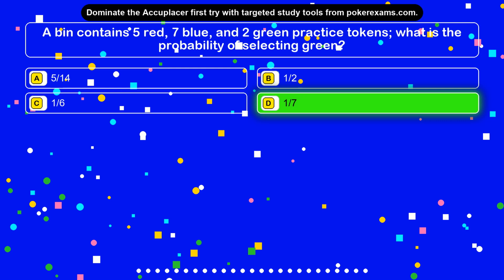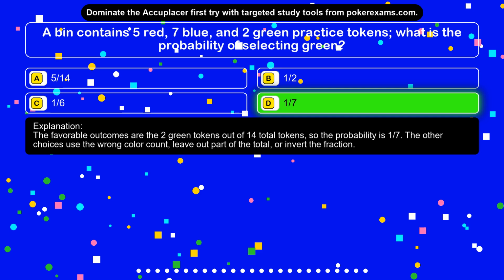The correct answer is option D, 1/7. The favorable outcomes are the 2 green tokens out of 14 total tokens, so the probability is 1/7. The other choices use the wrong color count, leave out part of the total, or invert the fraction.